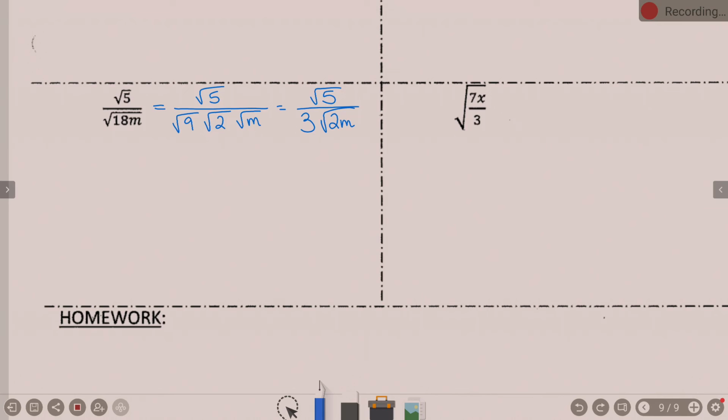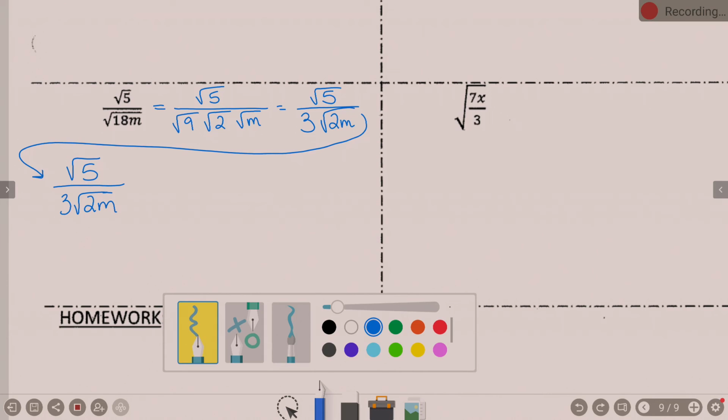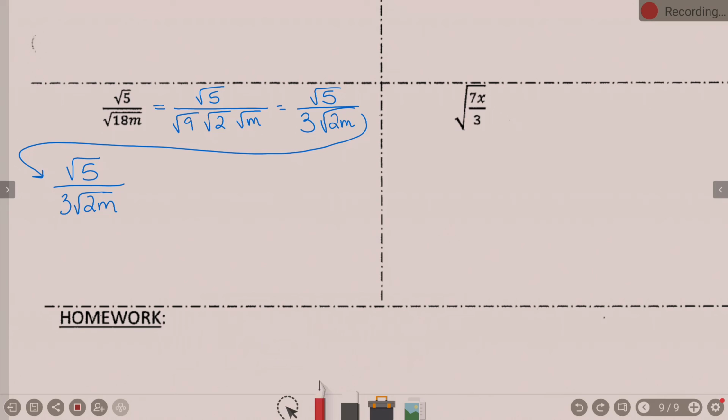So now we're ready to rationalize. So let me bring this radical over here. Square root of 5 over 3 square root of 2m. What is the radical I need to get rid of in the denominator? The whole thing, 2m. The square root of 2m, yes? I have the square root of 2m, and I need to get rid of the square root of 2m.